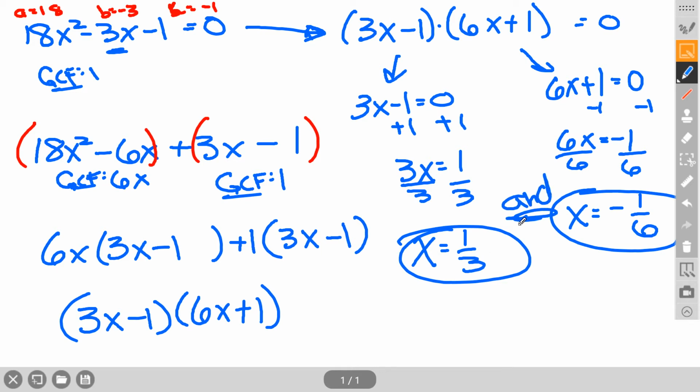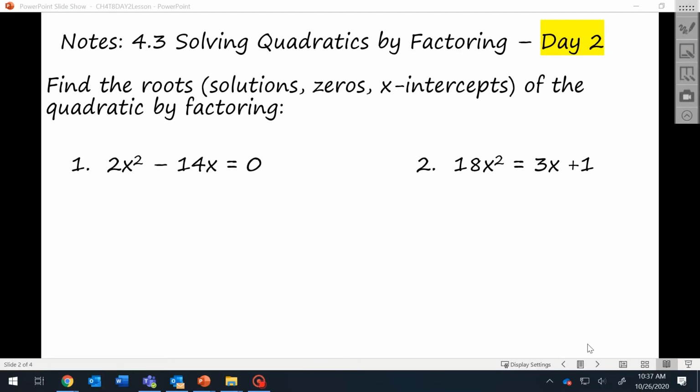So these are my two solutions. 1/3 is the x value that makes the first factor 0, and negative 1/6 is the x value that makes the second factor equal to 0. So those are my two solutions for that problem. That was number 2.